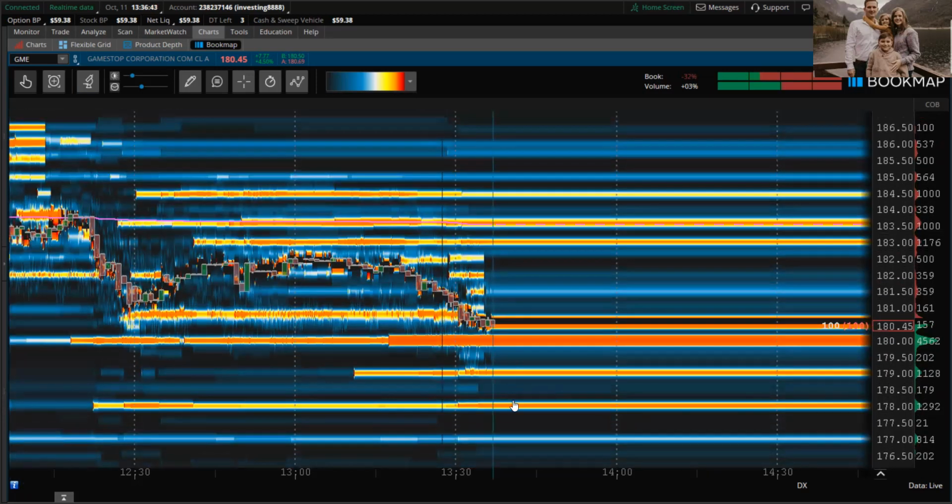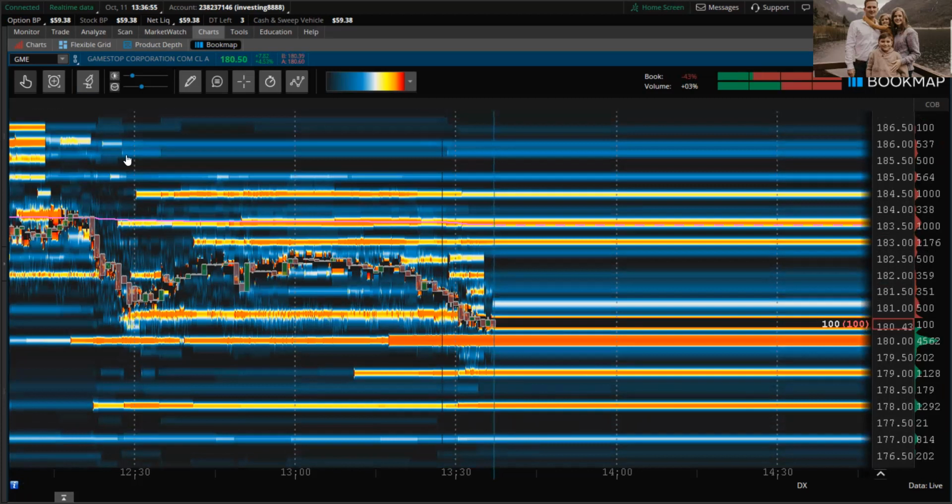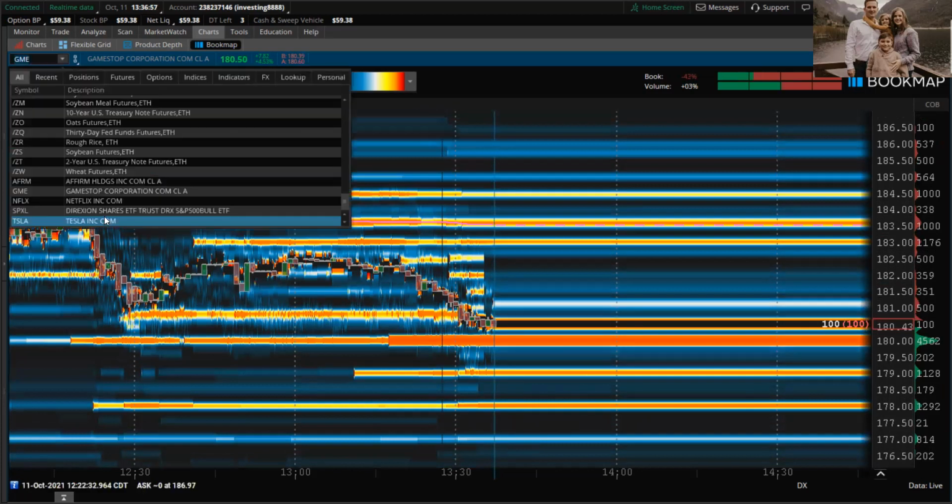Really, you've got to be willing to buy this dip at 178, with a stop loss at 176, 177. If you do that, you should fare pretty well. With that said, let's see.